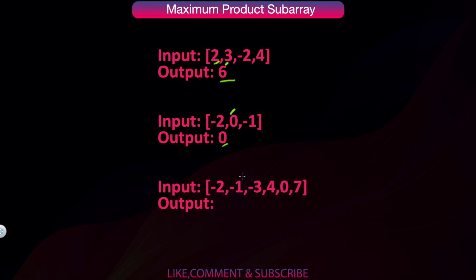Now I'll show you how to do this example. So we have the following. According to me, minus 1, minus 3, 4 should be taken so that we get a product of 12.